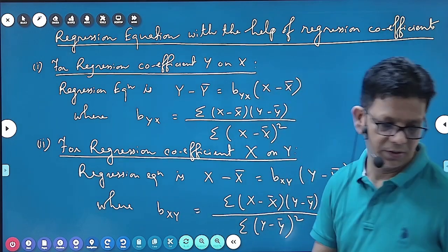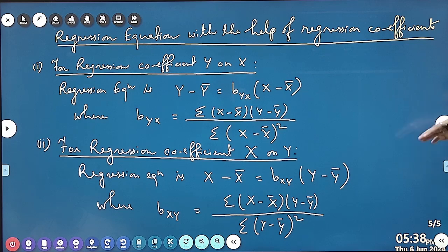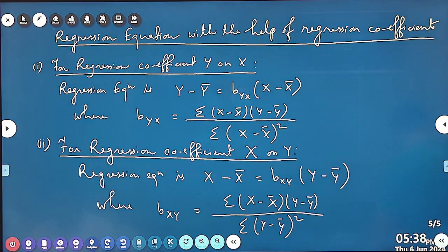Now see, the question comes directly for this: get the regression equation in terms of regression coefficient. One time you come y on x, one time you come x on y. So what is that? I'll just do a question, I'll write a question, see the steps, and you'll try.